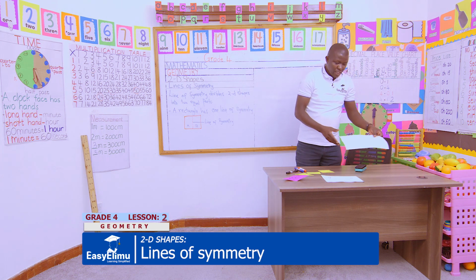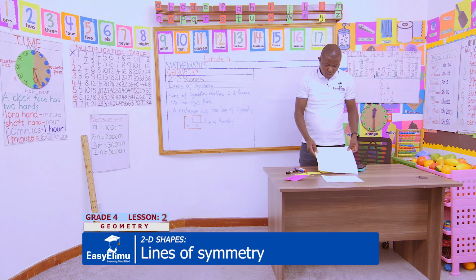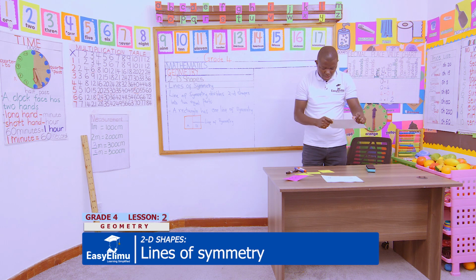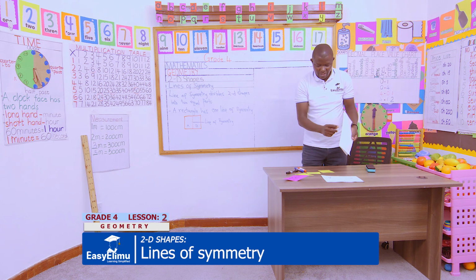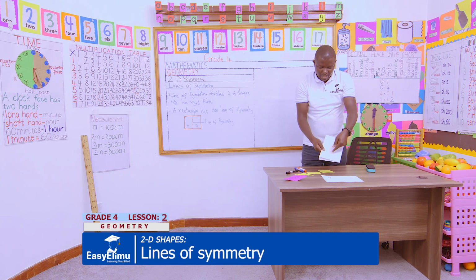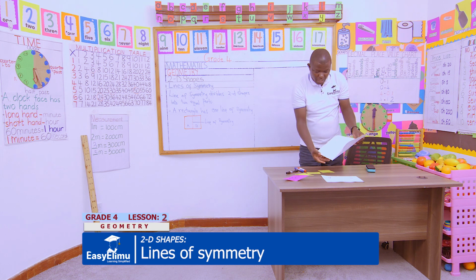Our square. I had come with a bigger square. Now let us try to fold to see whether we'll have a line of symmetry. Try to fold it into 2 equal parts. You see whether you'll come up with 2 equal parts. Yeah, we have come with this because now this side is the same as this side. That is one way. We can also fold it in another way.